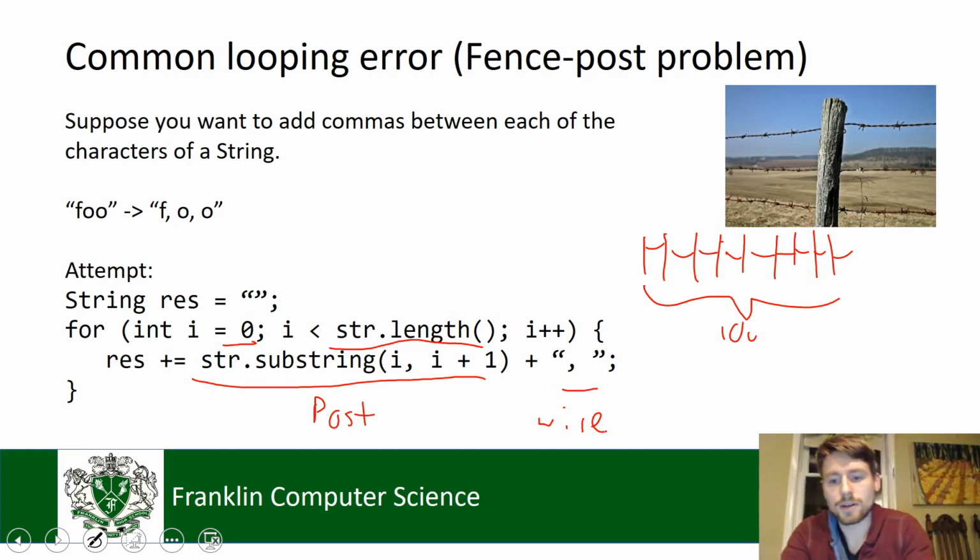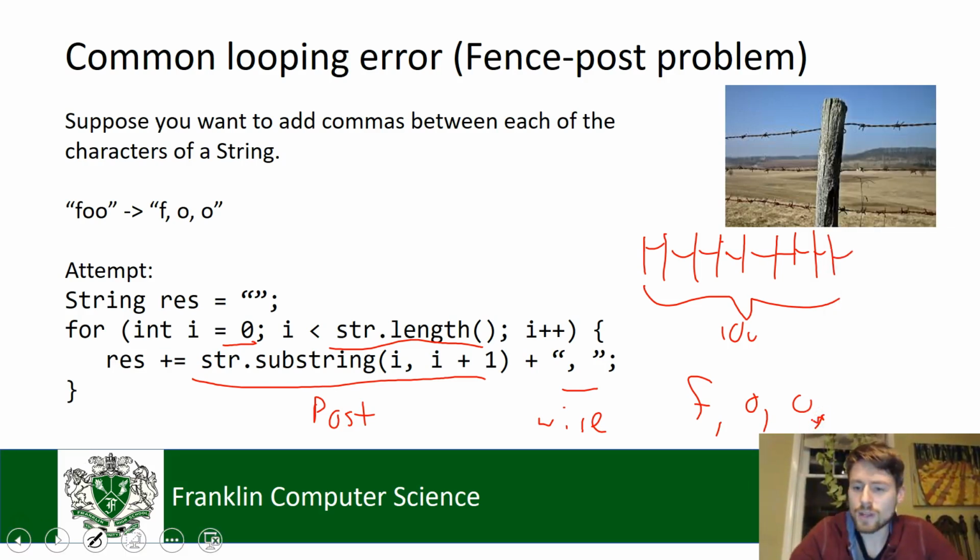Well, here's your output. You're going to get F, comma, O, comma, O, comma. And that's not quite what you want. You've got this weird extra punctuation hanging off the end. You really want it to just do F, O, and then O.